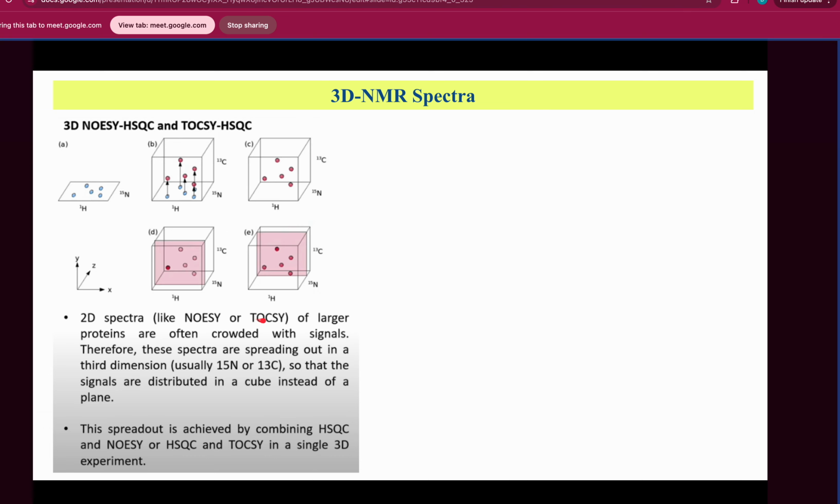2D spectra like NOESY and TOCSY of larger proteins are often crowded with signals. Therefore, those spectra are spread out into a third dimension so that the signals are distributed in a cube instead of a plane. This spreading out is achieved by combining HSQC and NOESY, or HSQC and TOCSY, in a single 3D experiment.